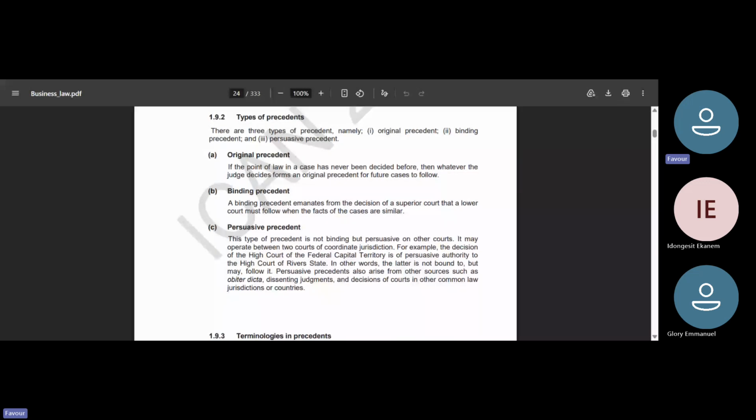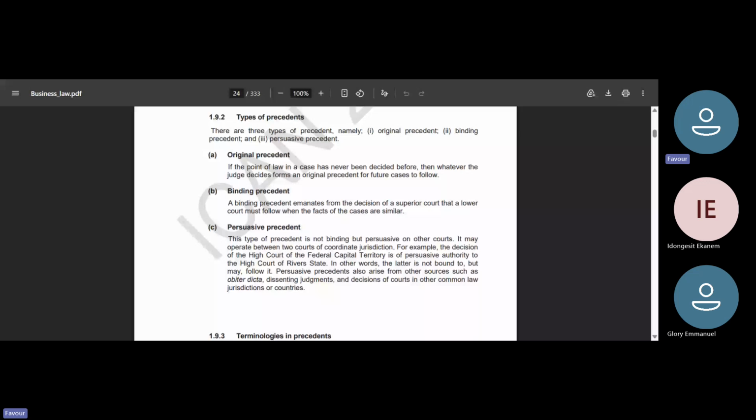The types of precedents we have. We have three types of precedents. We have the original precedent, the binding precedent and the persuasive precedent.